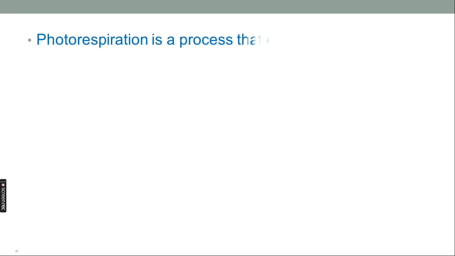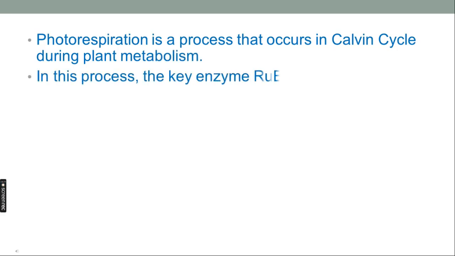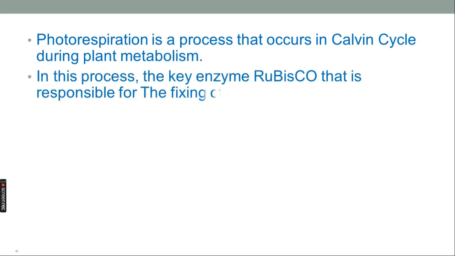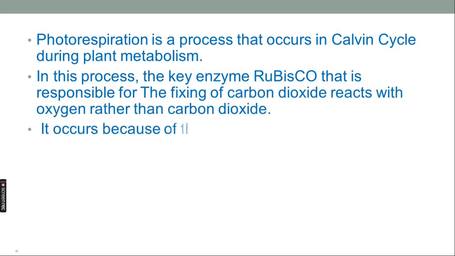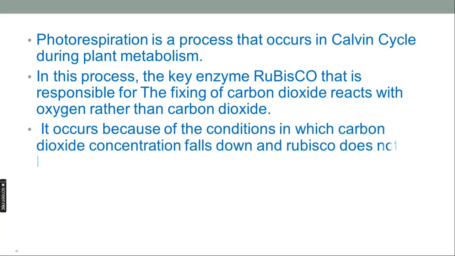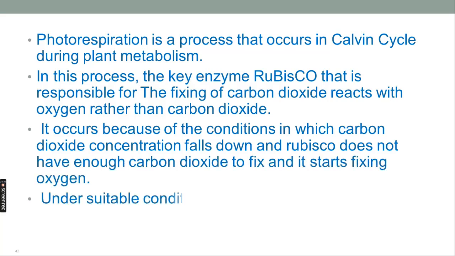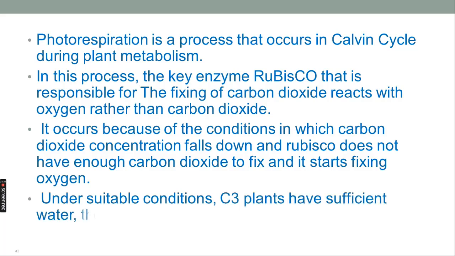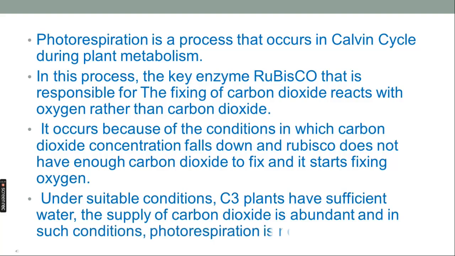Photorespiration is a process that occurs in Calvin's cycle during plant metabolism. In this process, the key enzyme rubisco that is responsible for the fixing of carbon dioxide reacts with oxygen rather than carbon dioxide. It occurs because of the conditions in which carbon dioxide concentration falls down and rubisco does not have enough carbon dioxide to fix and it starts fixing oxygen. Under suitable conditions, C3 plants have sufficient water, the supply of carbon dioxide is abundant and in such conditions, photorespiration is not a problem.